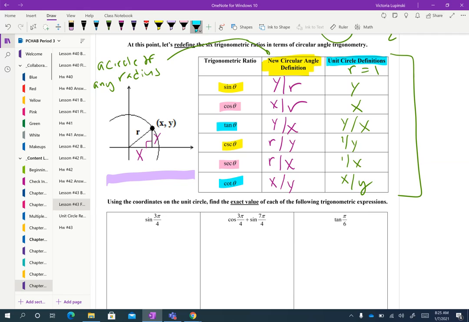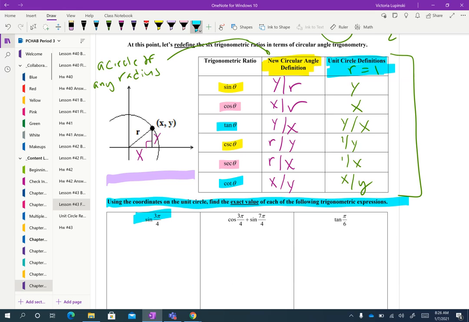So as long as you are on the unit circle, either because I tell you that you are, or because you get any value that's on the unit circle, that's how you know that you're actually going to use the last column in terms of the definitions. So what does that actually mean? What can I actually ask you? Well, take a look at the next set of problems. Using the coordinates of the unit circle, find the exact value of each of the following trig functions. For each of these problems, there are 2 things to consider: what ratio and what ordered pair.